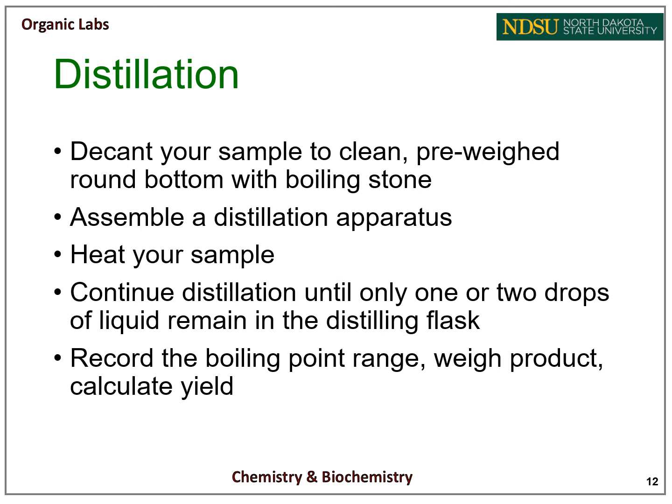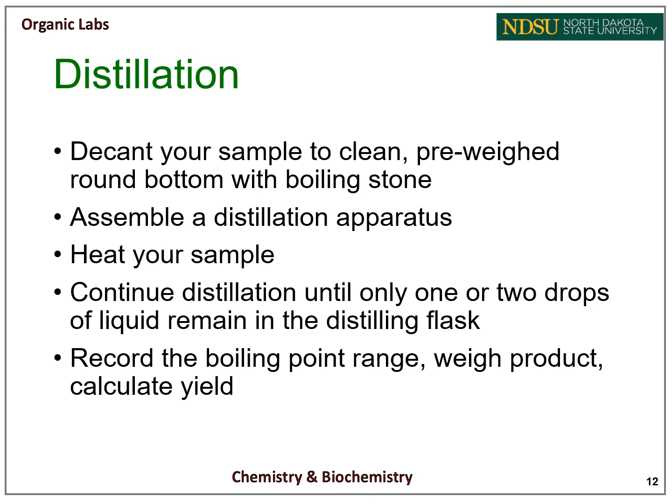First, you will decant your crude product from last week into a clean pre-weighed round bottom. Make sure you do not pour any of the drying agent into the round bottom. You will then assemble the distillation apparatus as described on the last slide. You will begin heating your sample to 140 degrees Celsius, which is the boiling point of isopentyl acetate. You will continue your distillation until only 1 or 2 drops of liquid remain in the distilling flask.